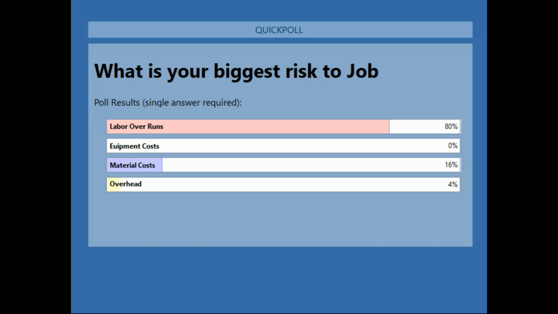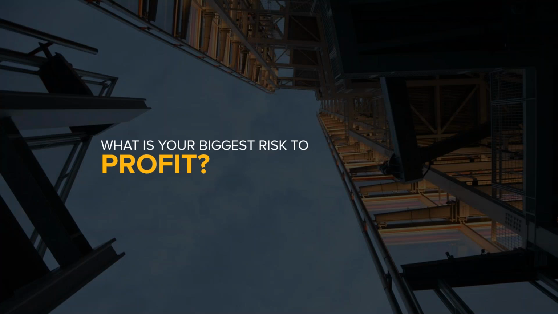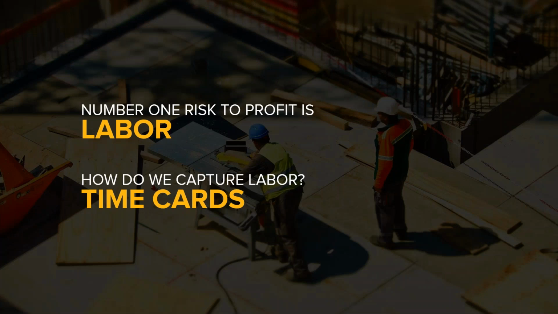Well, look, I asked the question, even though I already know the answer. Labor is our biggest risk to profit on the job. It's real easy to see how delays caused by other trades or inaccuracy in the drawings or specs can really accumulate these labor costs quickly. So 80% say we're going over on labor. We got a strong showing on material, a little bit from overhead. So I'll go ahead and wrap that up. And where's labor coming from? It's coming from our time cards.